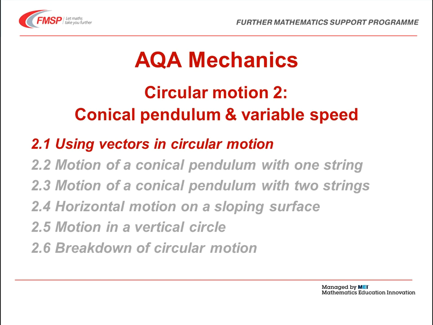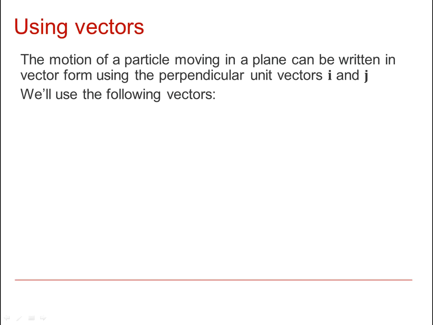This is a video for AQA Mechanics, Circular Motion, Section 2.1, using vectors in circular motion. To show the motion of a particle moving in a plane, we can use the vectors i and j, which are perpendicular. Quite often these will be in the northerly and easterly directions. We can use these to give us formulae for the following vectors.